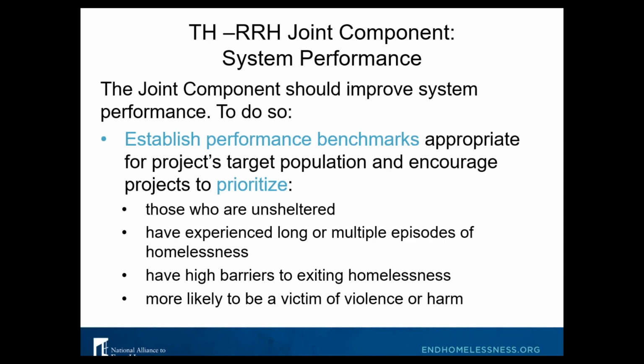Last, COCs and applicants who apply for the joint component need to develop performance benchmarks, and these benchmarks should be tied to helping improve the entire COC system's performance. So when the COC and the applicants are establishing the performance benchmarks, they should be appropriate for the project's target population, and projects should be encouraged to prioritize those who are unsheltered, who have experienced long or multiple episodes of homelessness, have high barriers to exiting homelessness, and are more likely to be a victim of violence or harm. So when establishing those benchmarks, you also want to be considering how quickly will participants move into permanent housing?